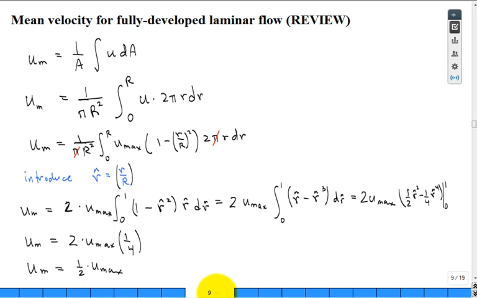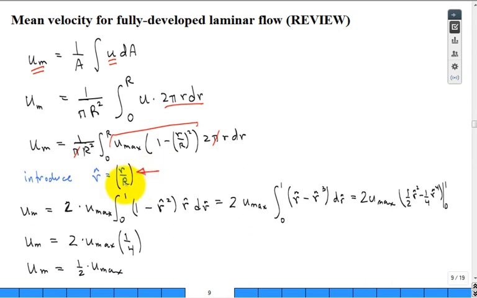Sure. So this is our equation for U mean, and we just solved for U as a function of r for a laminar fully developed flow. So we can put that in right here. And we're going to integrate with respect to r. The pi's cancel. We introduce a dummy variable of integration.